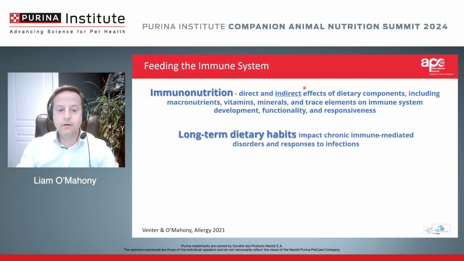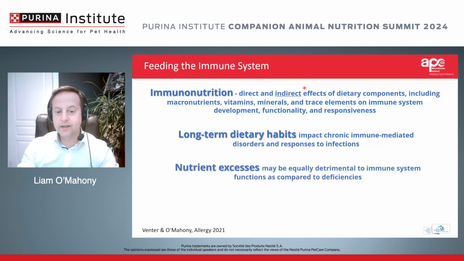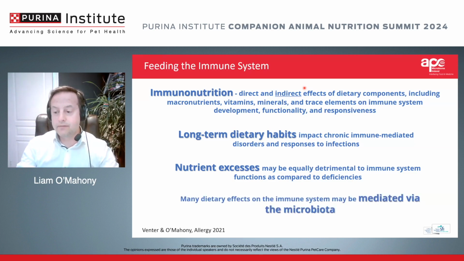And we do know, of course, and all of you know this probably even better than I do, that long-term dietary habits do influence chronic mediated disorders and response to infection. And nutrient excess or calorie excess may be equally detrimental to the immune system as deficiencies. And I think what's important for today is to realize that many of the dietary effects that we can measure on the immune system may actually be indirect effects because they're mediated via the microbiota, metabolism of these dietary factors.